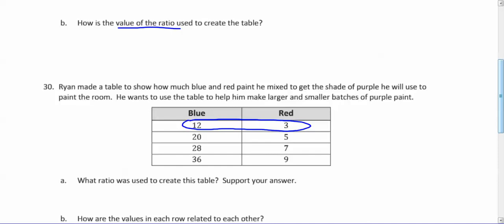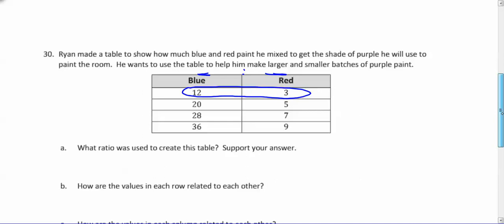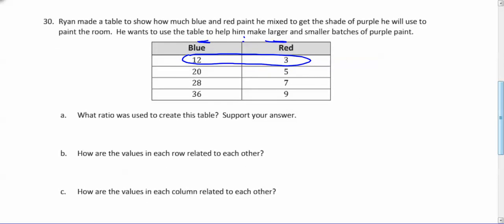So essentially, what would that simplify to? That this is all based on, all right? And then how are the values in each row? So again, rows are across, and that's going across, right? And how are the values in each column going up and down related to one another? All right, that's your homework for tonight.